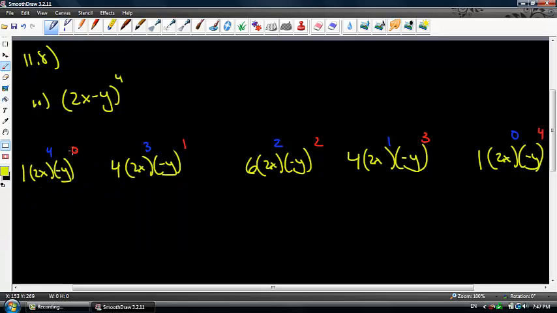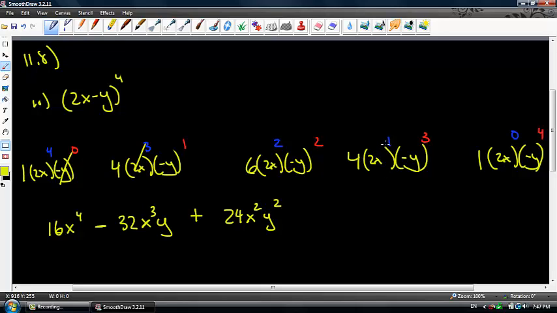2x to the fourth, well, y to the 0 is nothing. This is 16x to the fourth. Now you have 8x to the third times 4, so 32x to the third y. But remember, negative y is being raised to the first, so it's going to be negative. 2 squared is 4 times 6 is 24x squared y squared.